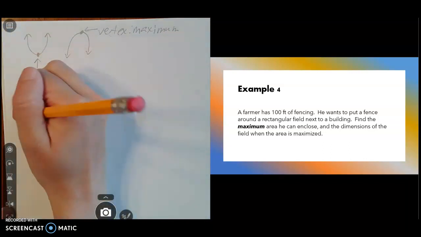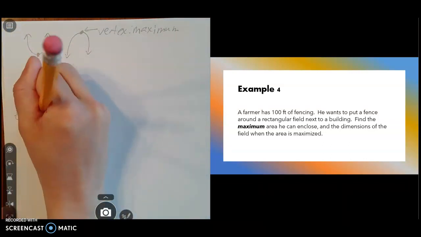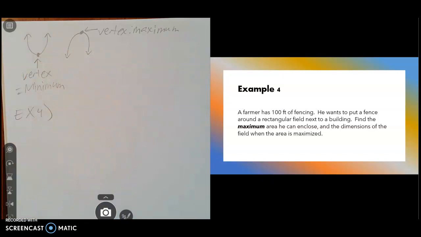So the first one I have is example 4. A farmer has 100 feet of fencing. He wants to put a fence around a rectangular field next to a building. Find the maximum area he can enclose and the dimensions of the field when the area is maximized.